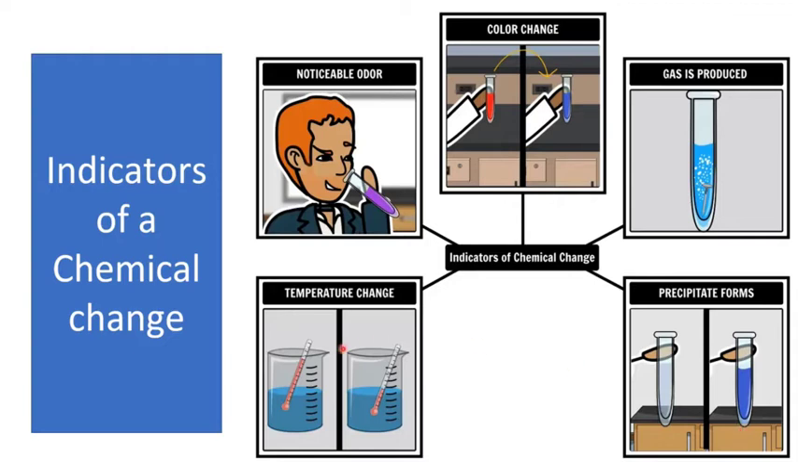Another indicator, or you can say evidence, of a chemical change is the temperature change. After the reaction, the temperature can either increase or decrease. So we can say that the chemical reaction has occurred.